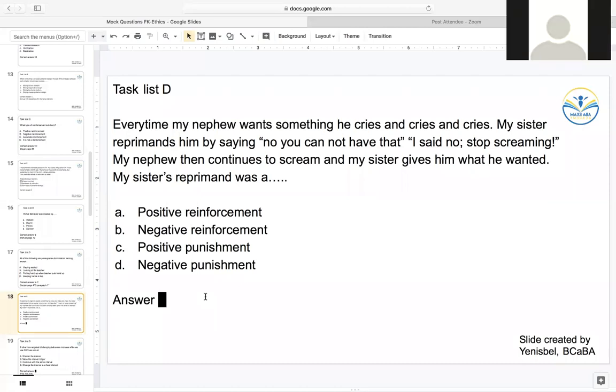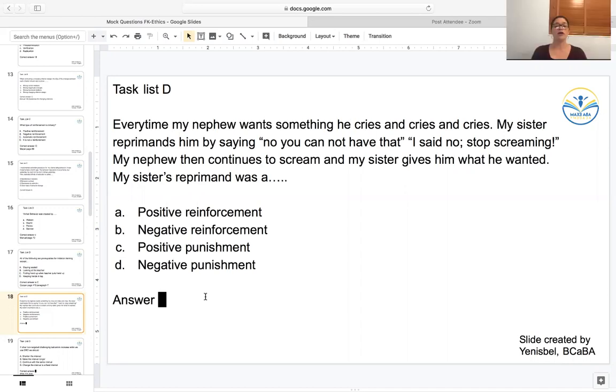A. B, negative reinforcement. I have one A, one B. The sister's reprimand is a positive reinforcement because he continued to scream even after. The behavior increases and he gains it. Isn't a reprimand a punishment? But the reprimand was added, so that's positive, and the behavior increased.